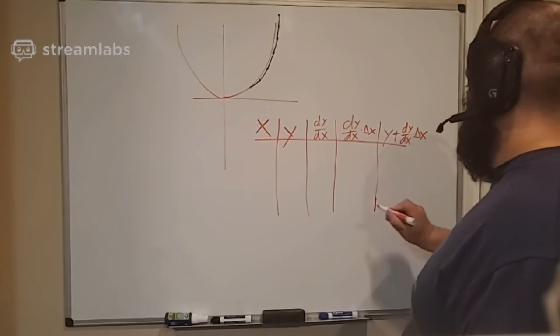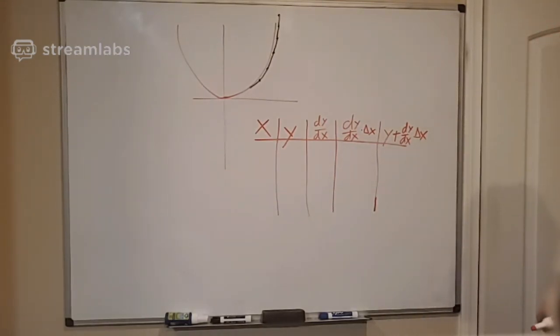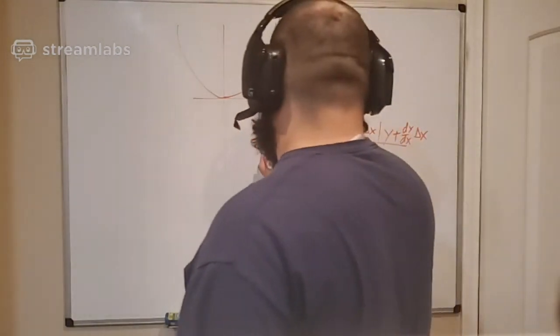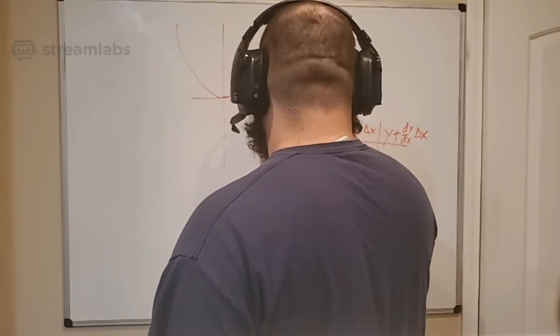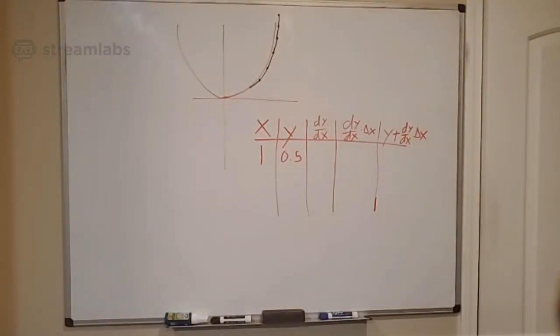In our case, they told us to start at x is 1, y is 0.5. They've given us dy/dx is 3x plus 2y.